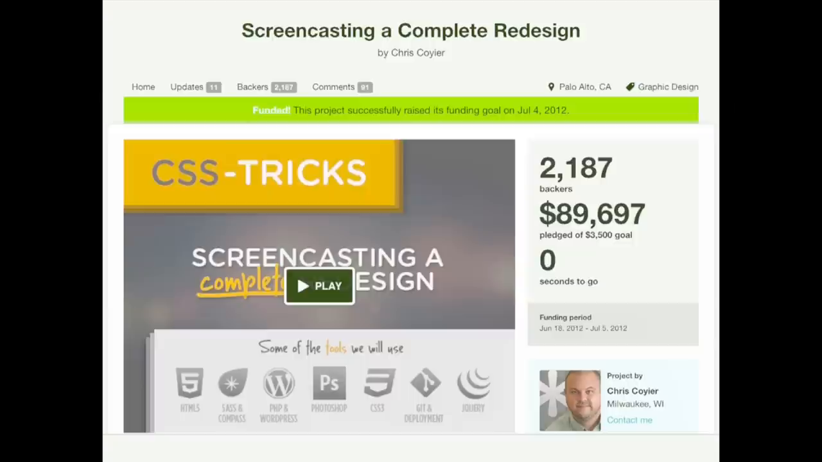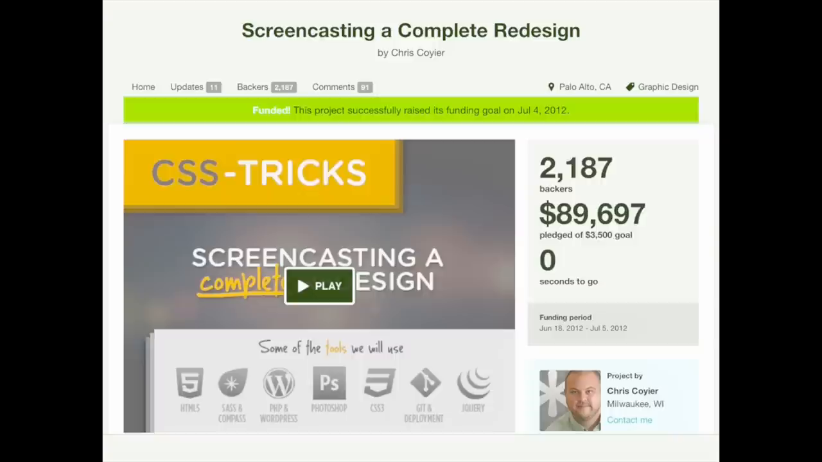And what he said was, I'm going to redesign my site. I want to take a little bit of time off from my work so that I can really focus on this redesign. Will you guys help fund this month off that I'm taking? And he wanted to raise $3,500. That was his goal. And what he said is, in return for backing this, as I redesign my site, I'll create video tutorials all the way along. And he ends up raising $89,697 out of his $3,500 goal.